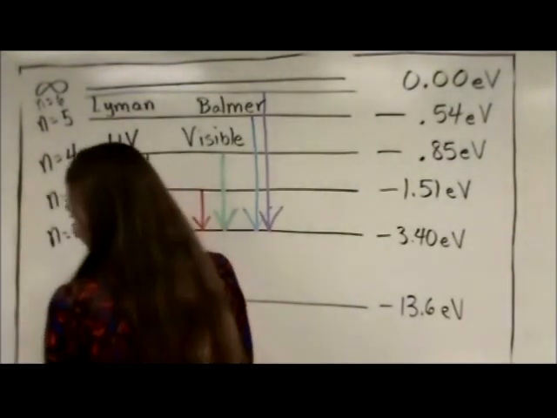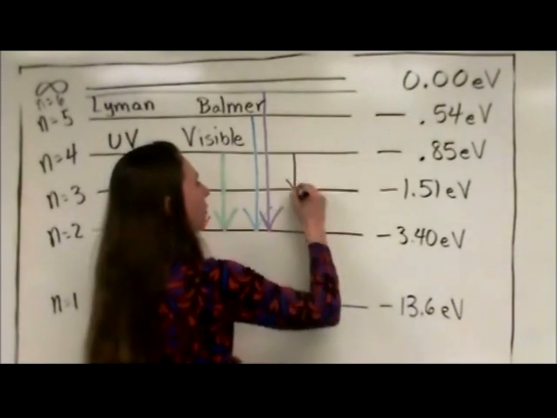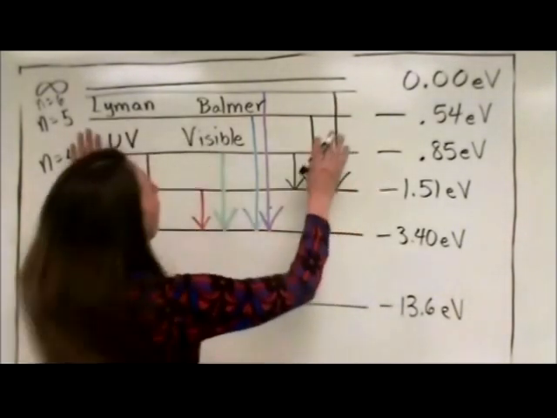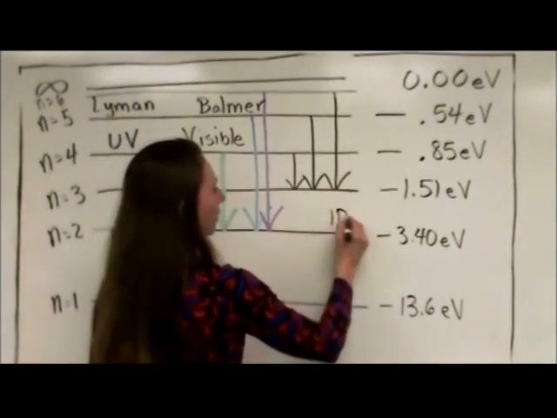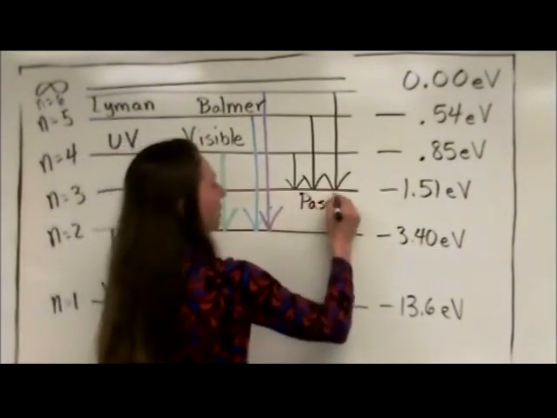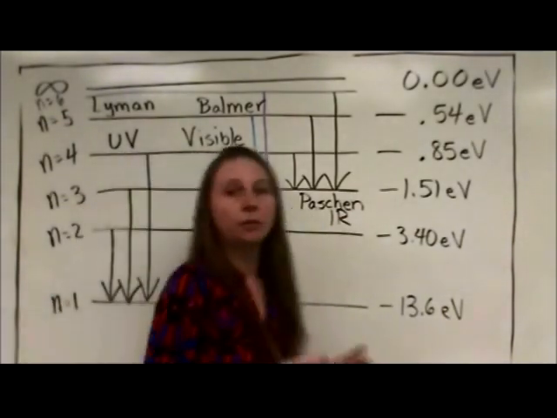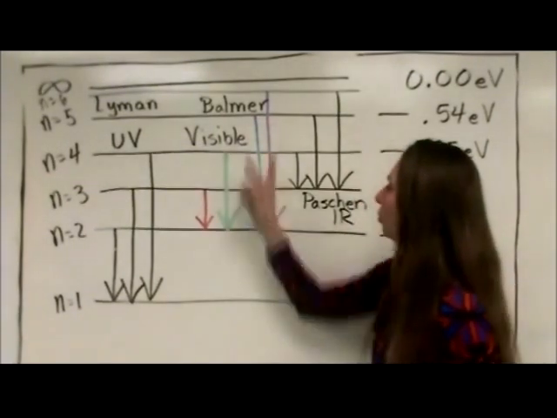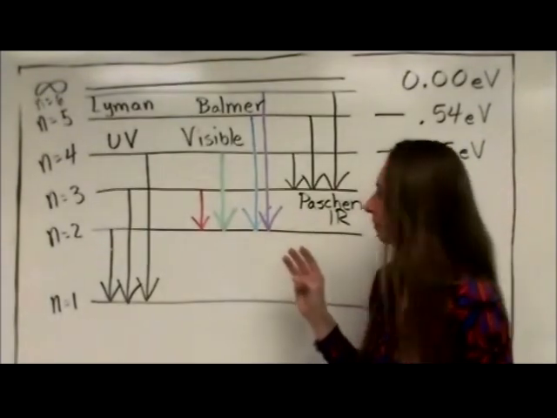Finally, if you fall to the third energy level, let's say 4 to 3 or 5 to 3 or 6 to 3, these are going to be infrared, and we call these the Paschen series, P-A-S-C-H-E-N. All right? So the way you can pretty much remember this: 1, ultraviolet, 2, visible, 3, infrared.